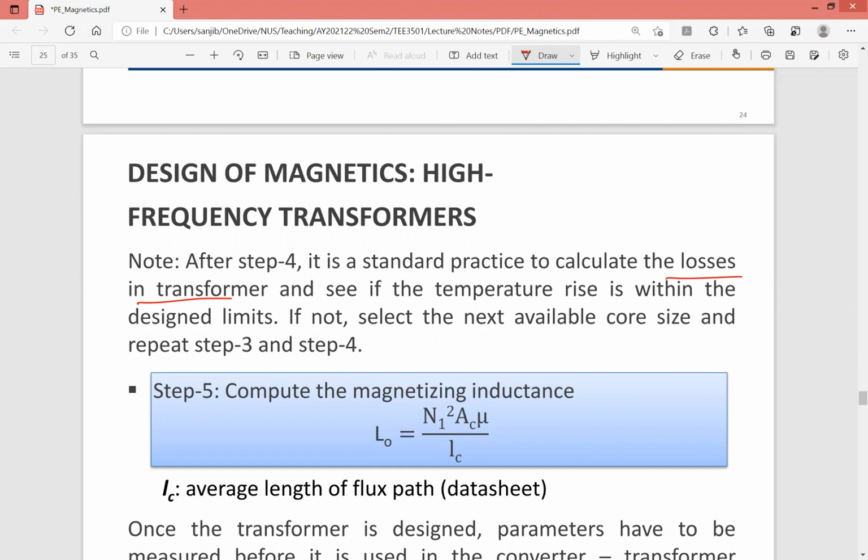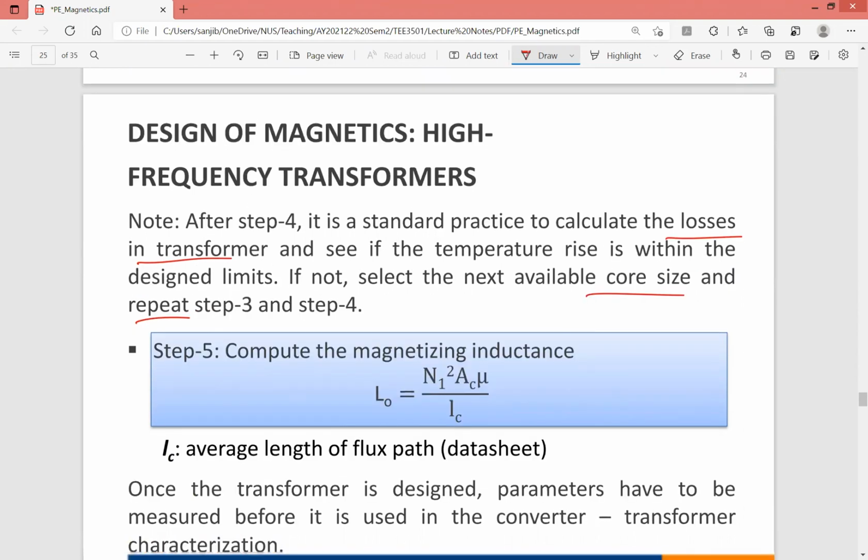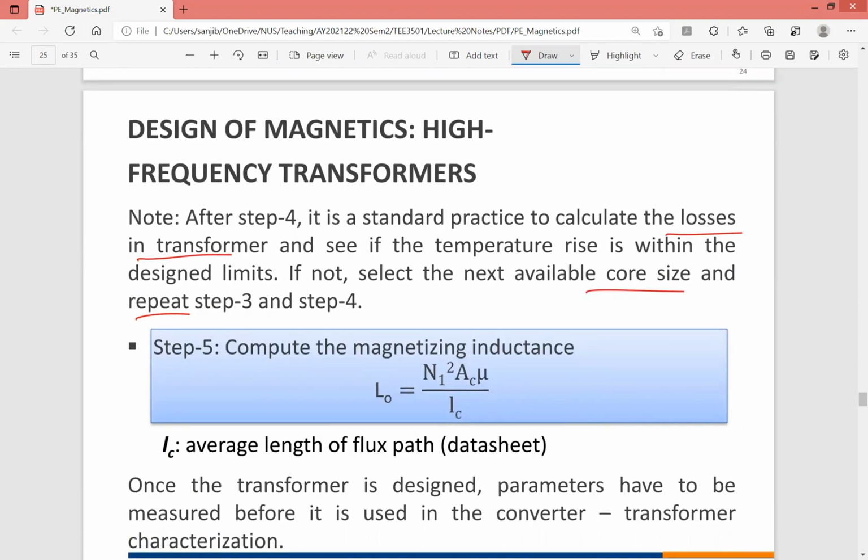And then if the loss is within that core size, then you go. Otherwise, you go for a higher core size. This is an iterative process. You may not get it right in one go. Because we are not using that information at the time of calculation, you calculate based on other things. So you do a check. This is basically a checking step. If it is not within the limits, then you have to go for the higher size.